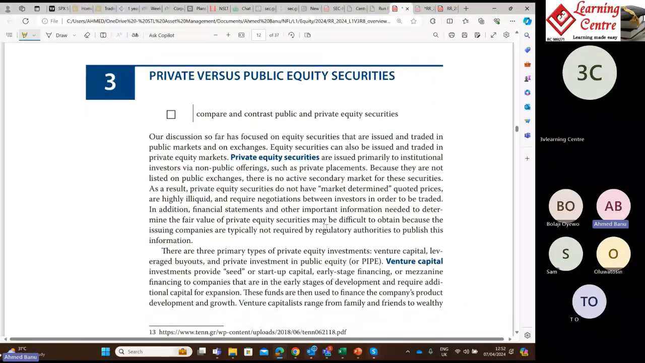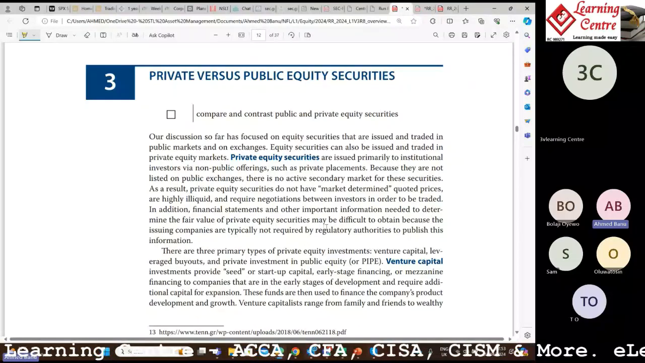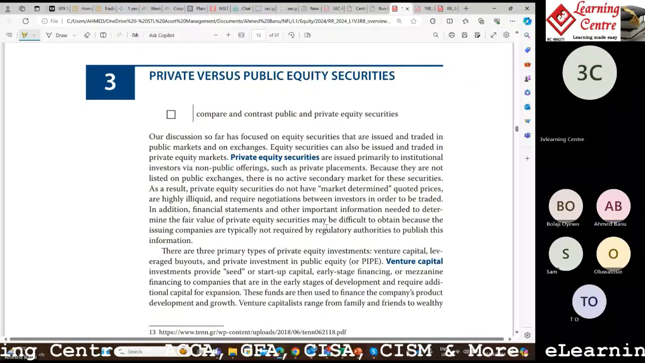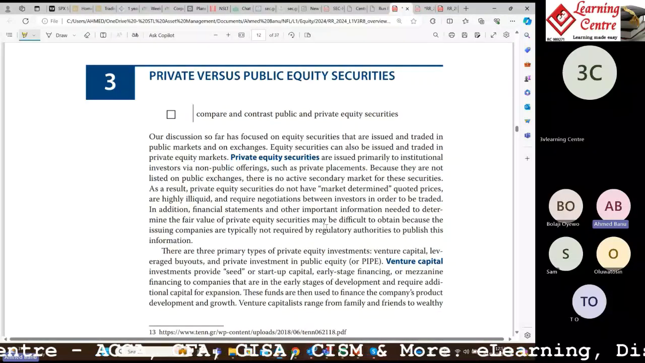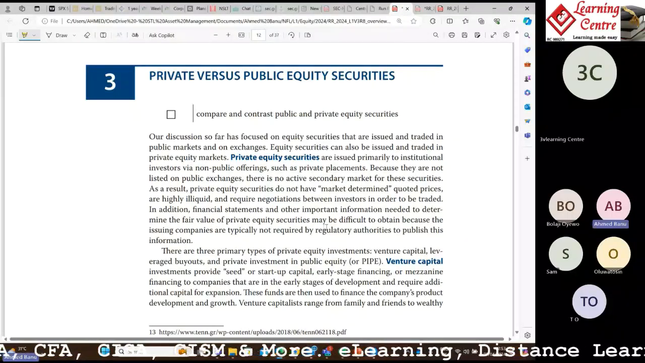Private versus public equity securities. So another type or classification of equity securities is in the space of what? Private and public. Yeah. So private, for me, as simple as it is, when a private company issues shares or makes its shares available for purchase, that is already private equity securities.